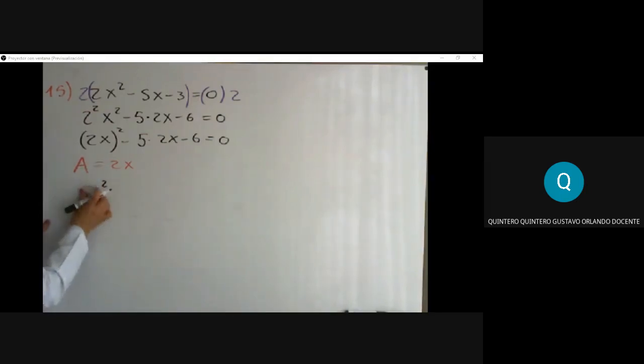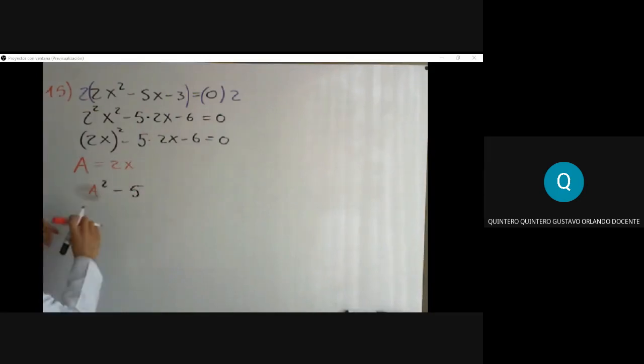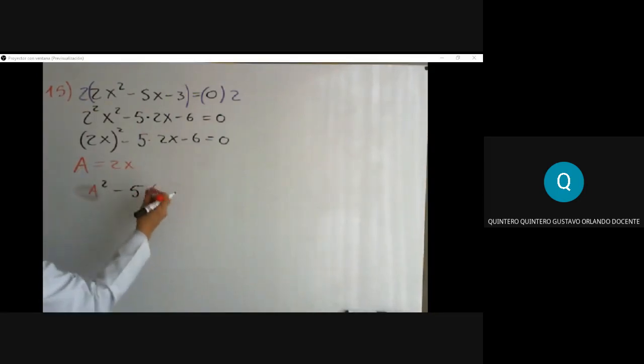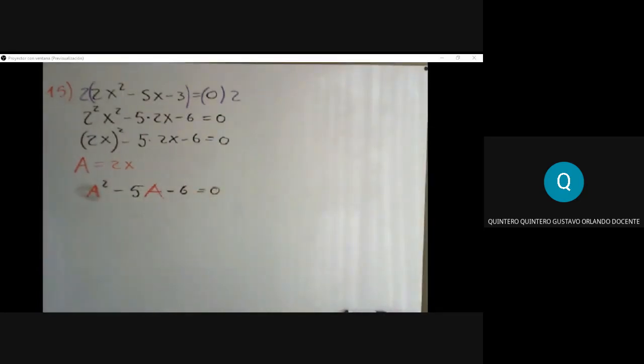Let me write it with a different color so that you guys can see it. This 2x is A to the 2, right? Minus 5 times 2x, but 2x is A. So 5A, right? And then minus 6 equals 0. Did you see what I did, guys? From here, we have to factorize this thing. It can be factorized.